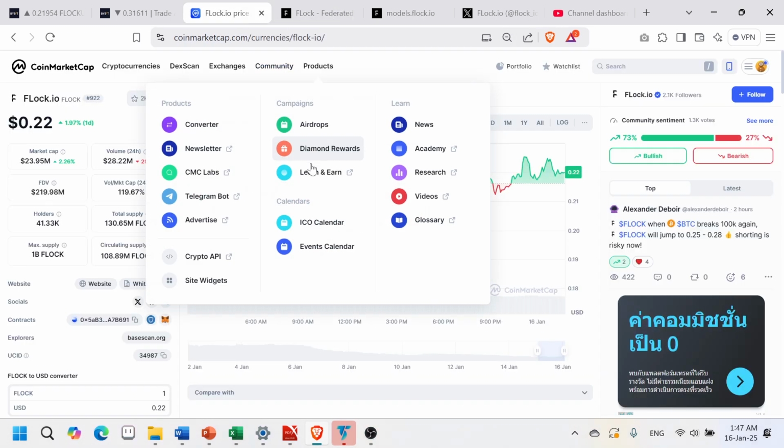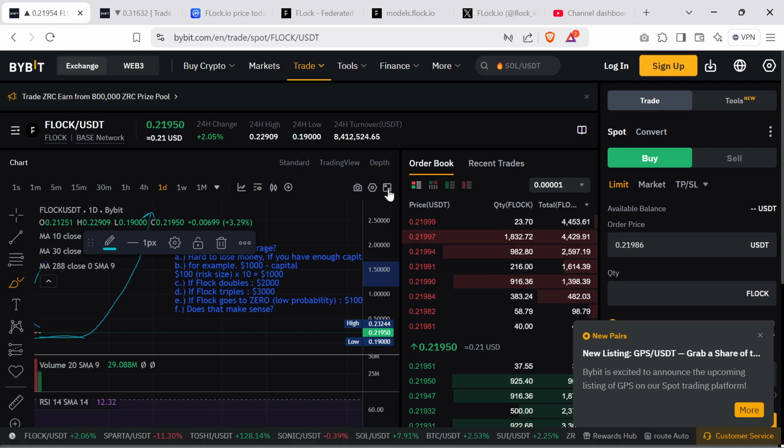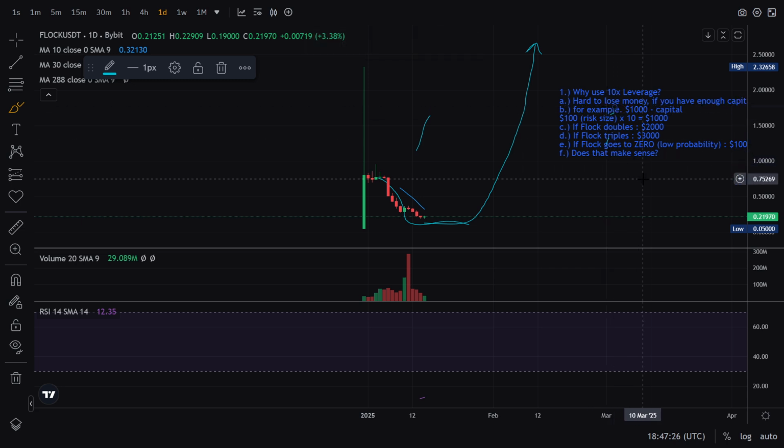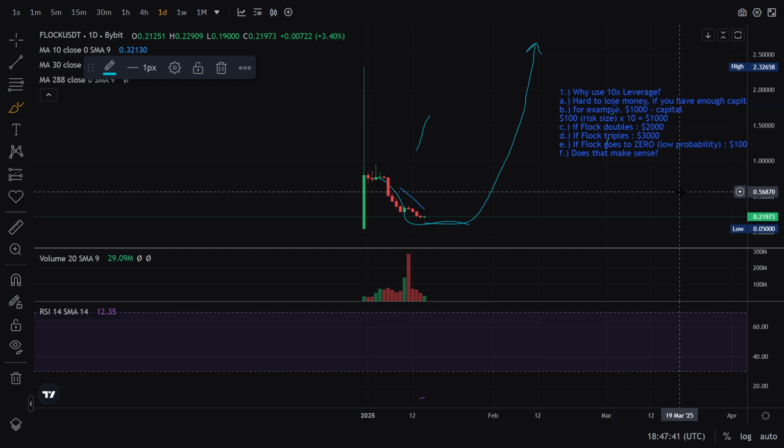So guys, let me know, what do you think of Flock? Not only what do you think of Flock, but what do you think of this strategy where we use 10x leverage to our advantage? Do you see how difficult it is to lose money if you have 10x leverage and you have enough capital? Flock has to go to zero for you to lose your entire capital. It has to go to actual zero.